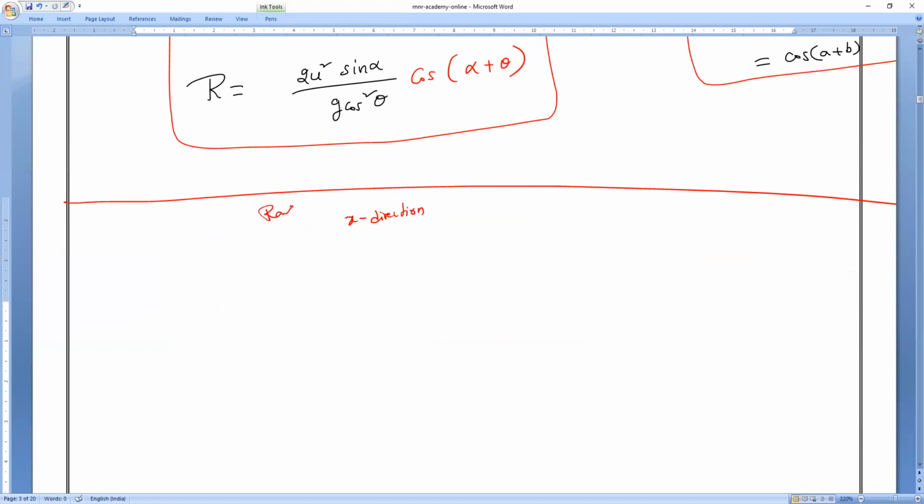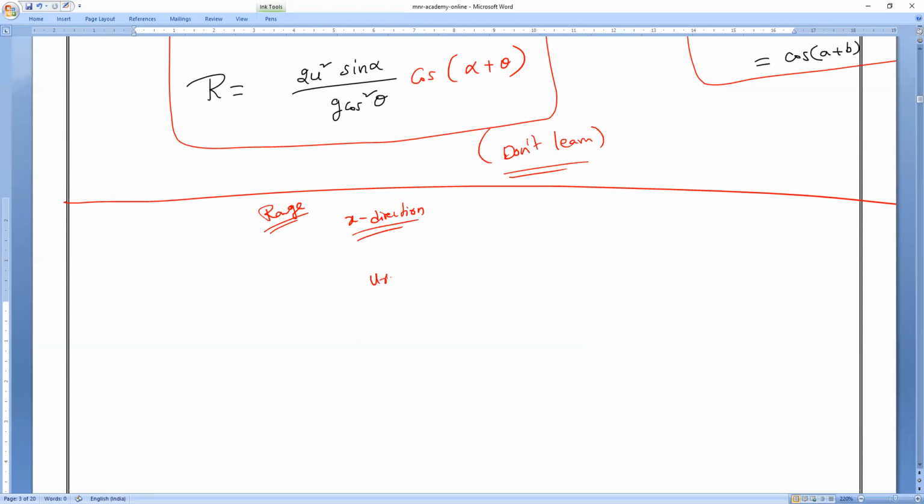For time of flight and maximum height, you can use the same formulas, but for range alone, the formula is not necessary to learn. That is what you have to remember. Don't learn this formula. If you memorize it also, that's fine. If you are very good, if you are capable, you can, but it's not necessary. If you want, you can use the X direction.